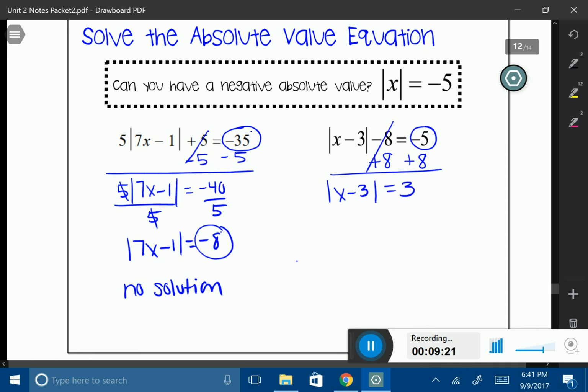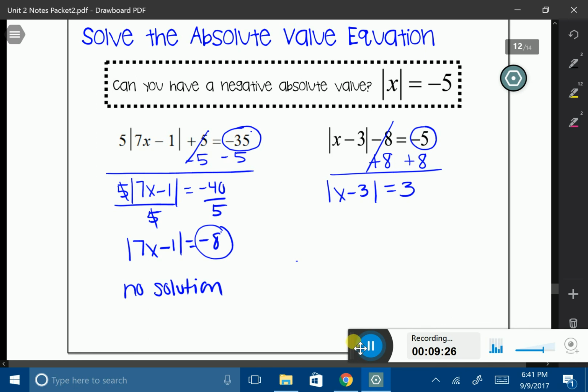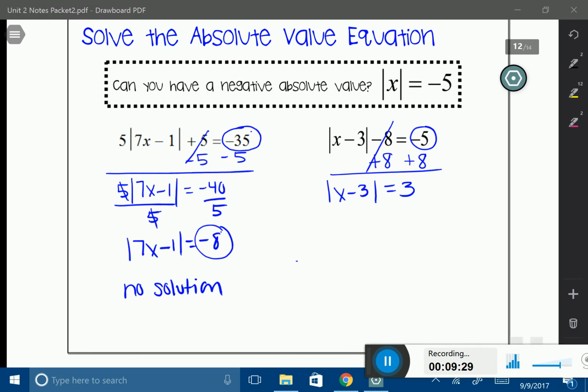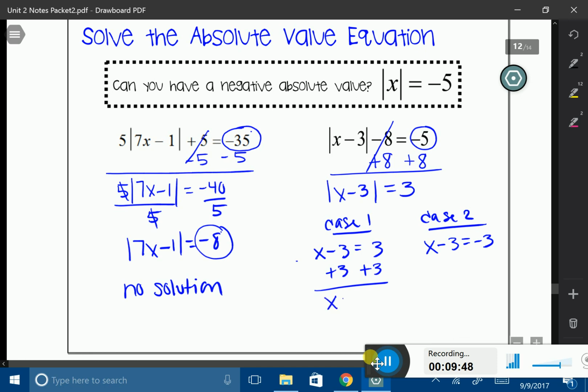Notice how my number changed to a positive? So don't always look at that negative and think, oh, it's no solution. You've got to be really careful because it can actually be positive. So let's go ahead and break this one into our case 1 and case 2. I'm going to have x minus 3 is equal to 3, and I'm going to have x minus 3 is equal to negative 3. And I'm going to simply solve that out to get x equals 6. And I'm going to solve the other one out as well to give me x is equal to 0.